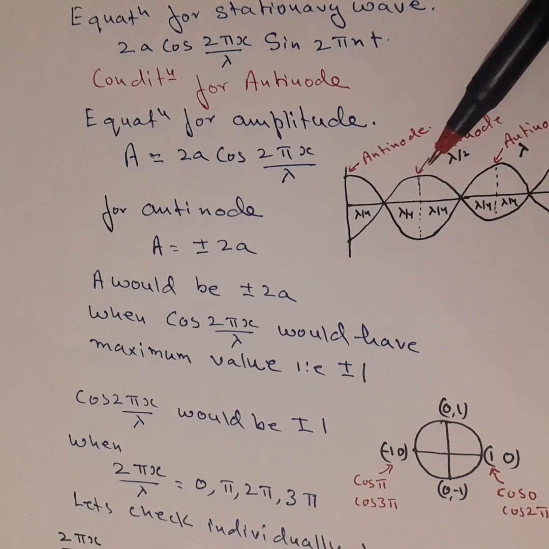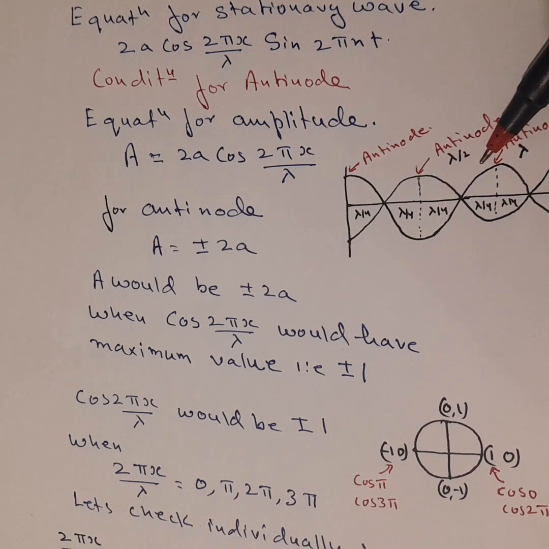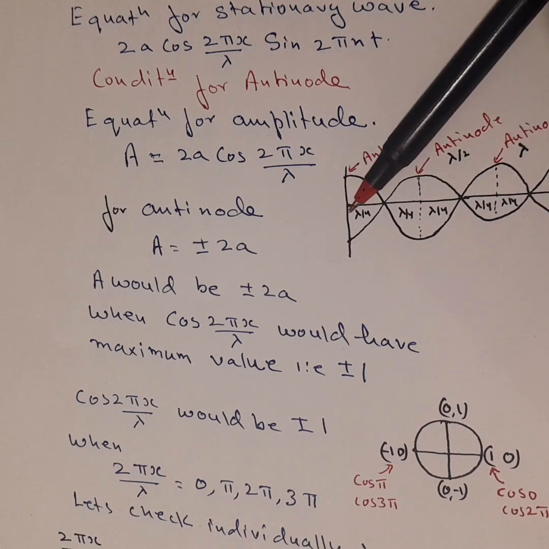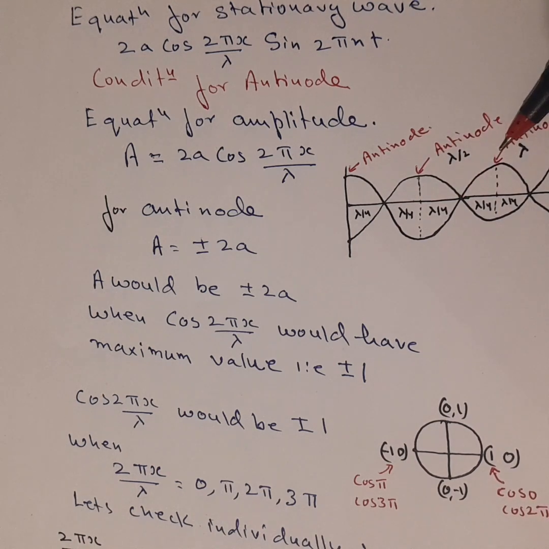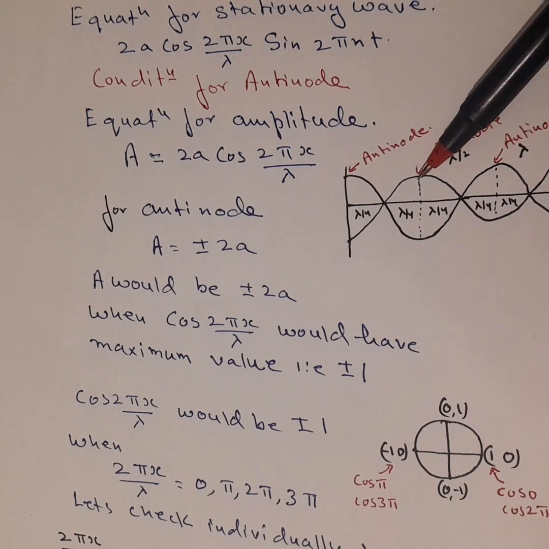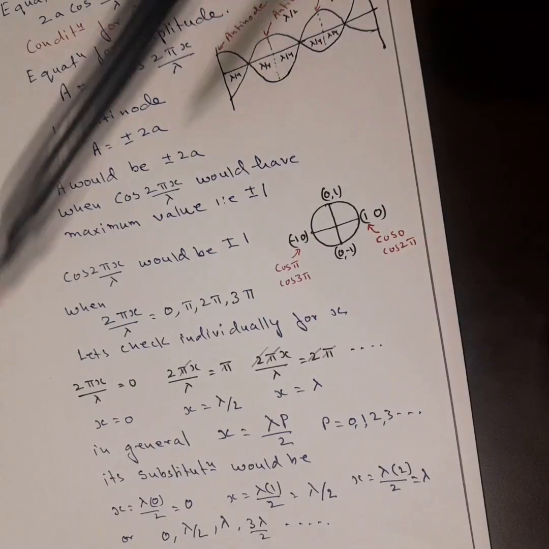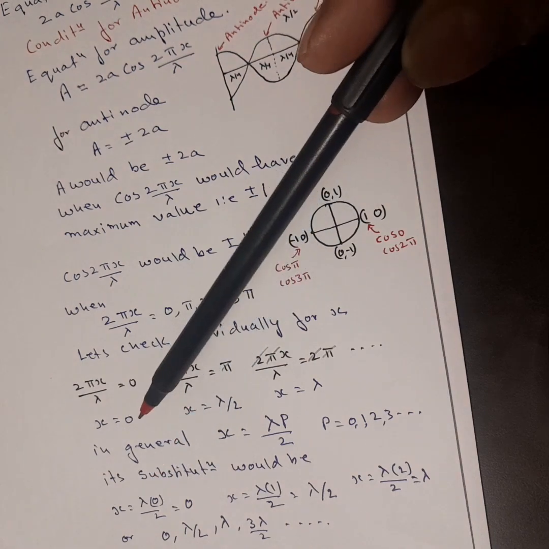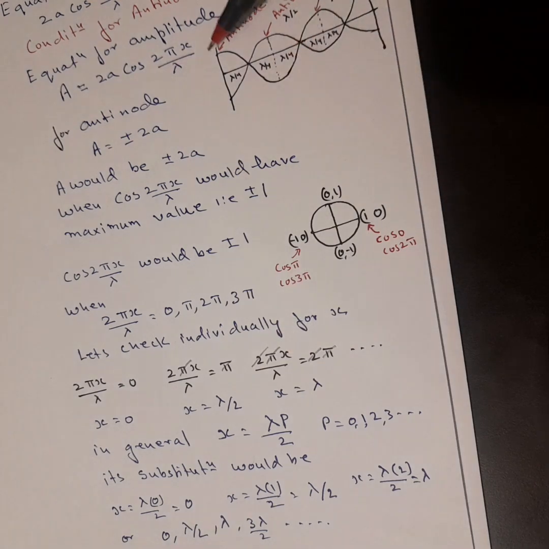Alright. Then first, second, third one we have it as lambda by 4, lambda by 4, lambda by 4, lambda by 4. So that comes to 4 lambda by 4, that is lambda. So at 0 and at lambda by 2 and at lambda we have antinode. So that's what we obtained: 0, lambda by 2 and lambda.